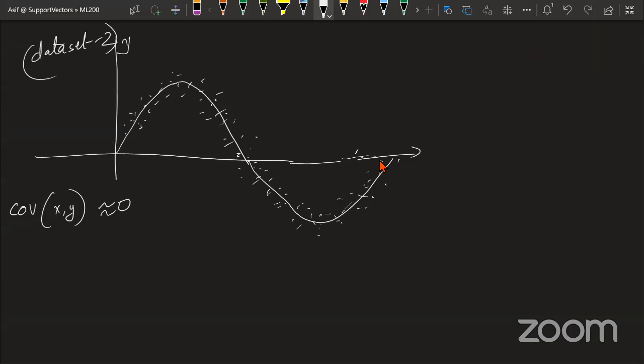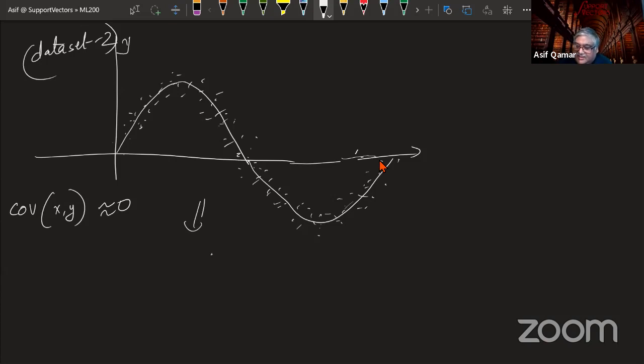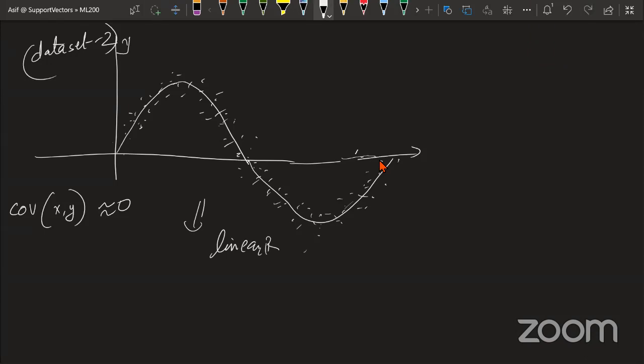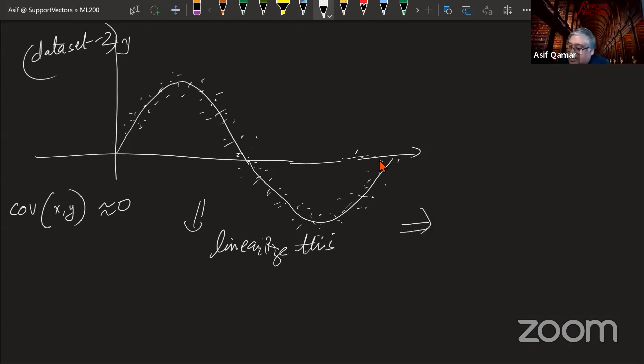Right. Okay. So now the question is, is there a way to linearize this? Can we linearize it, so that this begins to look like our old problem of data along, let us say, something like this?